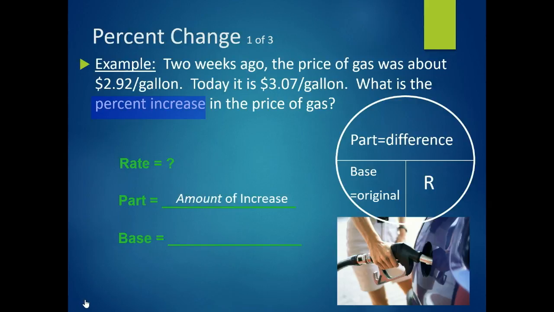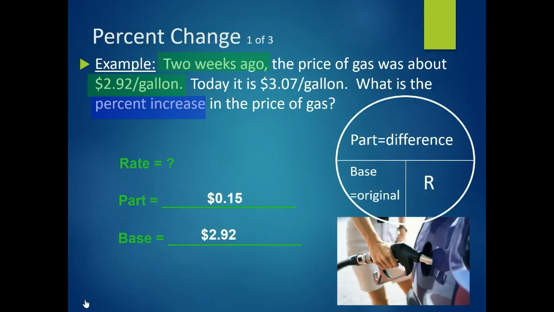The part is that difference. In this particular problem, it's the amount of increase. So we will take the two prices, subtract them, some people use the word change rather than difference, and result in 15 cents for the particulars of this problem. The base is the original amount, and if you look closely, it talks about 2 weeks ago. That would be the original price and will act as the base in this problem.